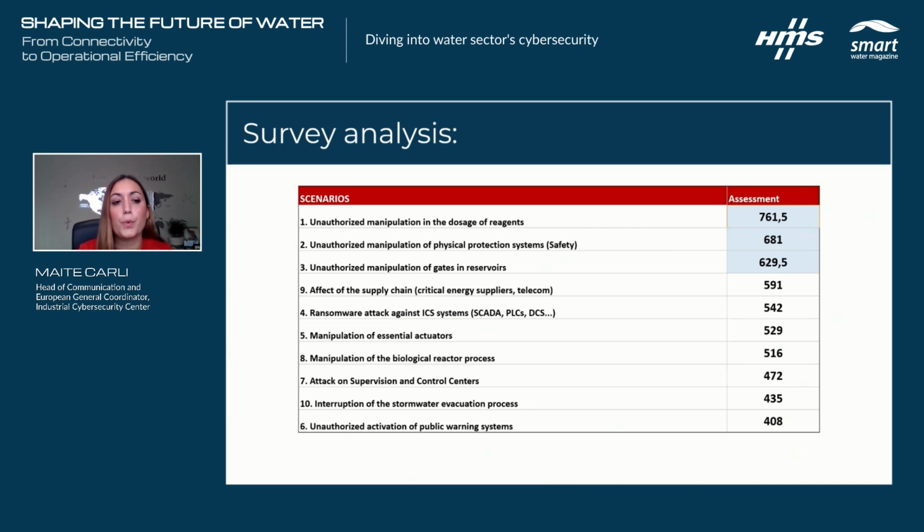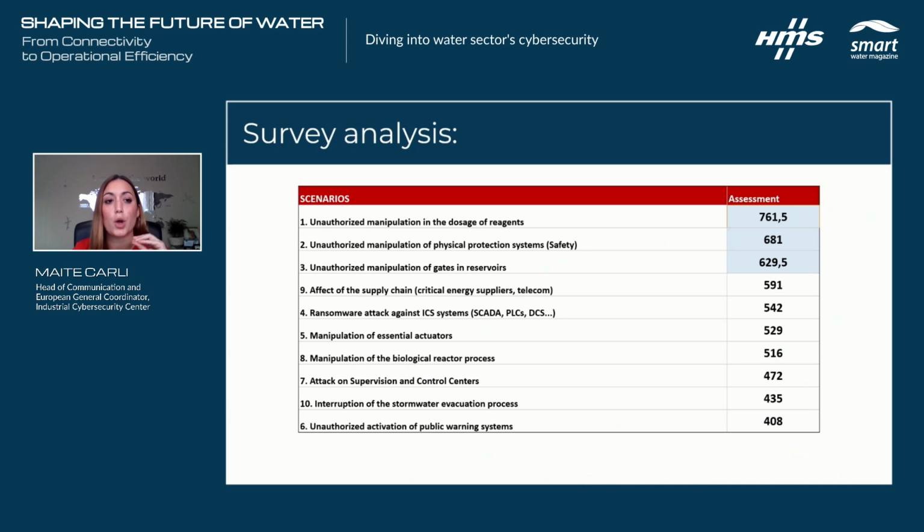In first place, we have the scenario of unauthorized manipulation of the dosage of reagents. They thought it was the most critical, or the highest impact, that we could suffer in the water sector. As I said, this is based on the survey analysis, but you might think differently, and I would love to hear from you as well. For example, in second place came the unauthorized manipulation of physical protection systems, the safety system. As you can see from the 10 high impact scenarios that we proposed, these are the scores obtained from the people that participated in the survey.